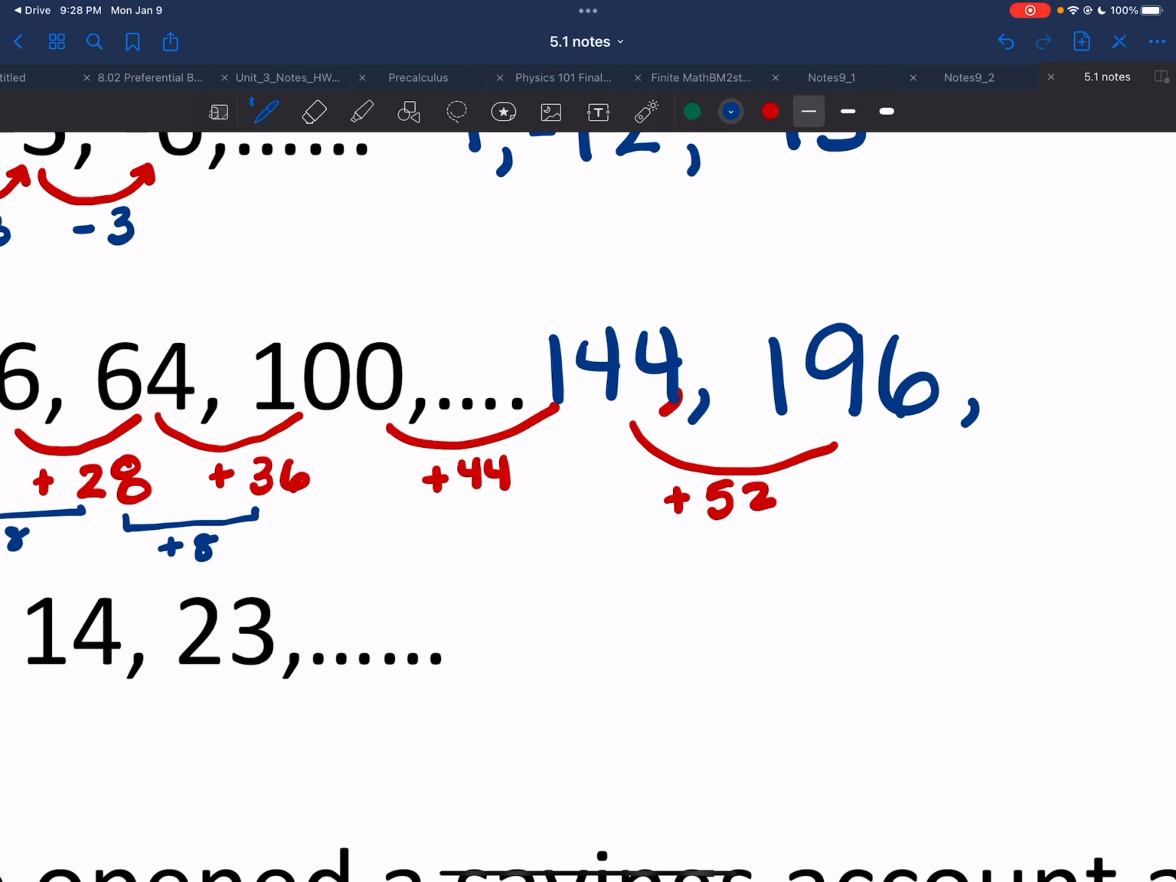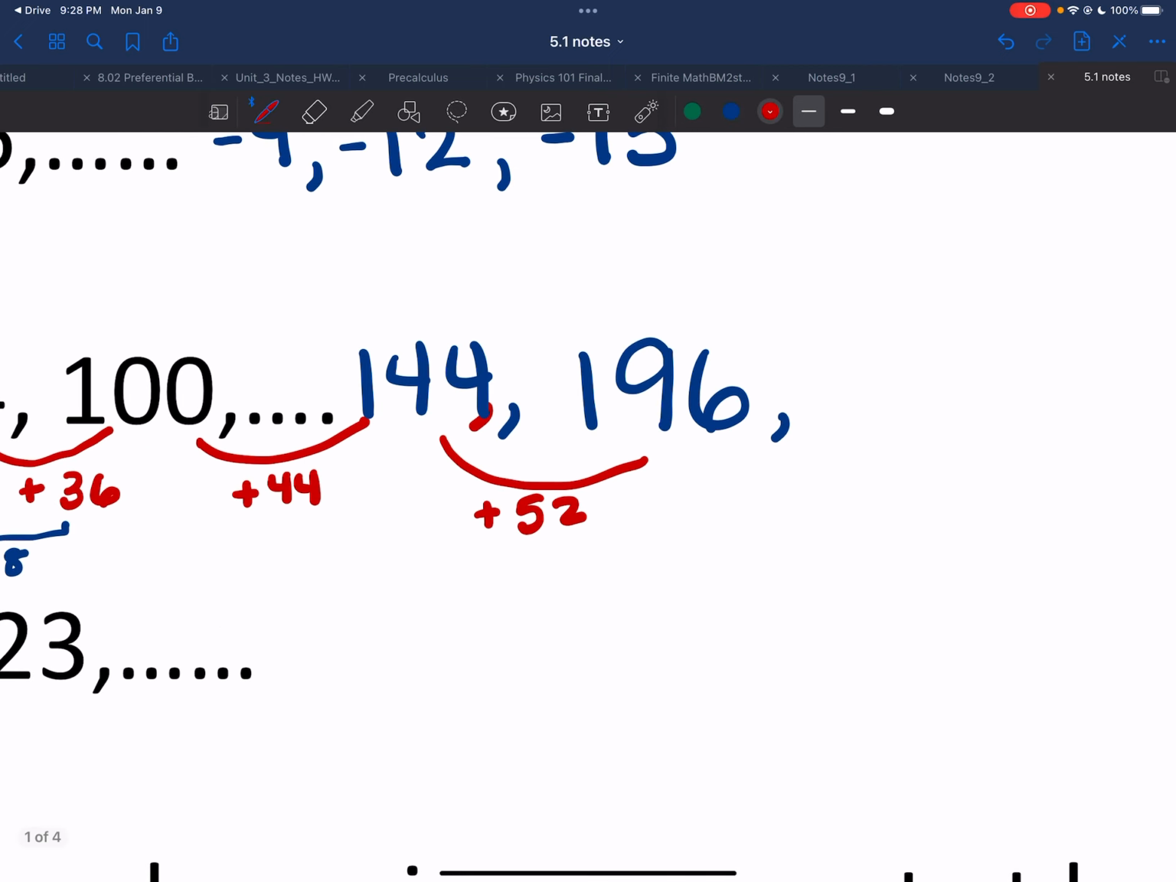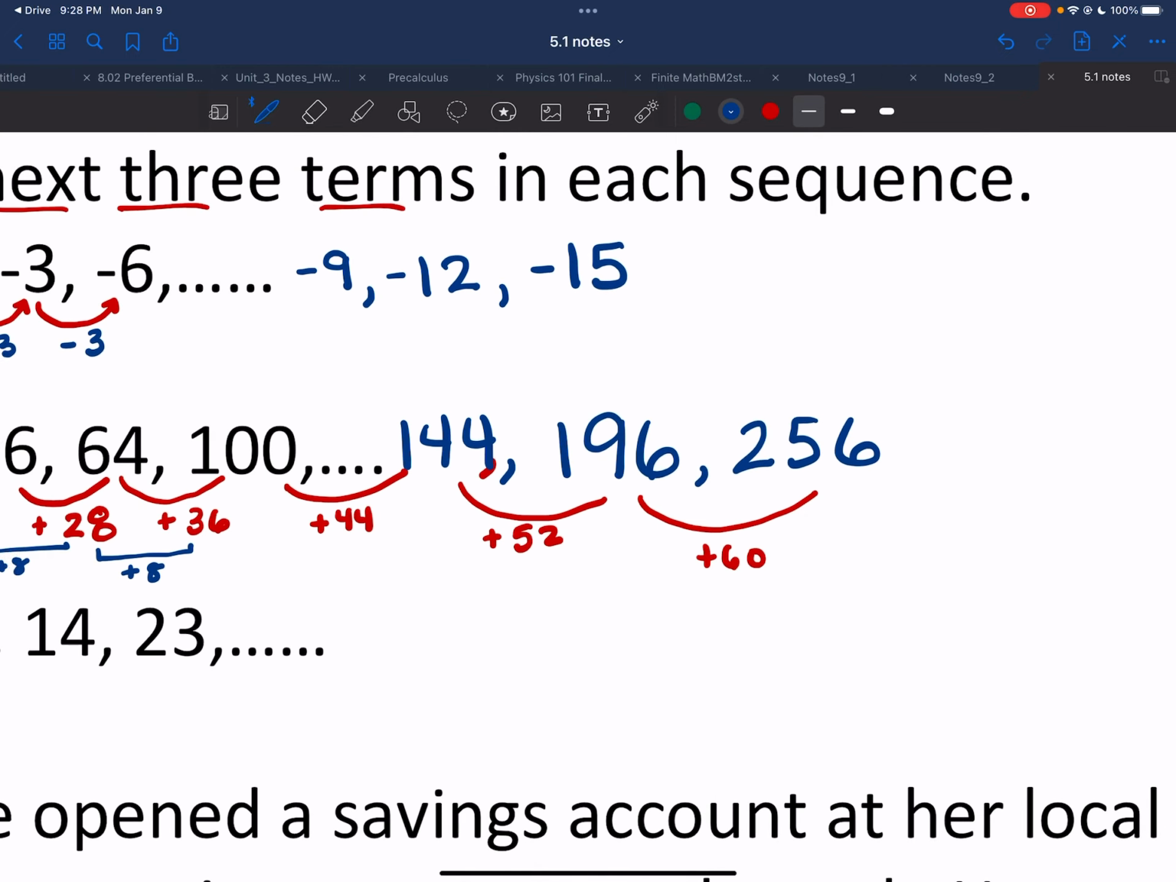And then the third one, let's see here, I'm going to add 8 to that 52. So that would be plus 60. So I'm going to take 196 and add 60 to it. So that would be 200 minus 4, 260 minus 4. That's going to be 256. And you can use your calculator to put all these together, right?